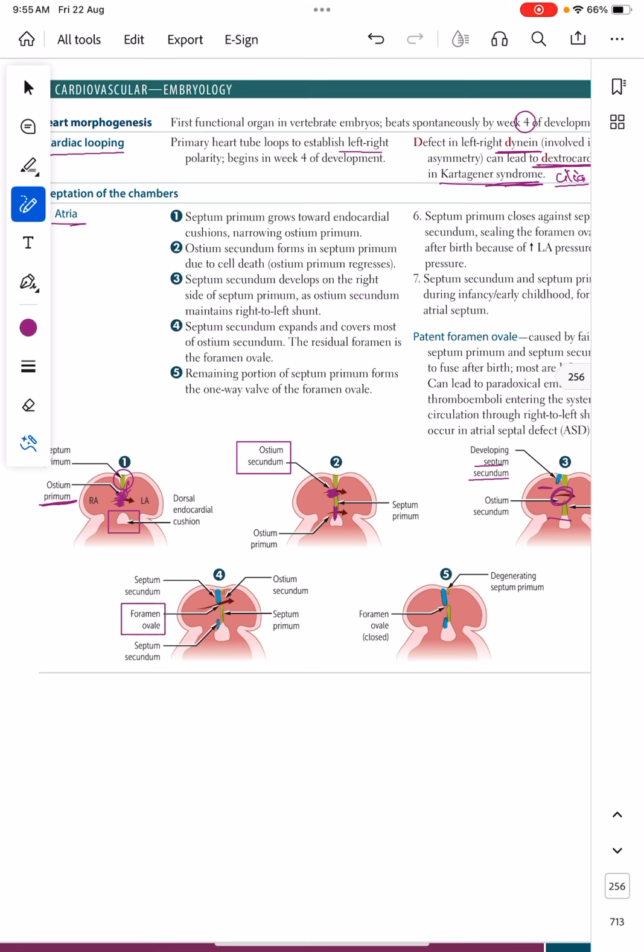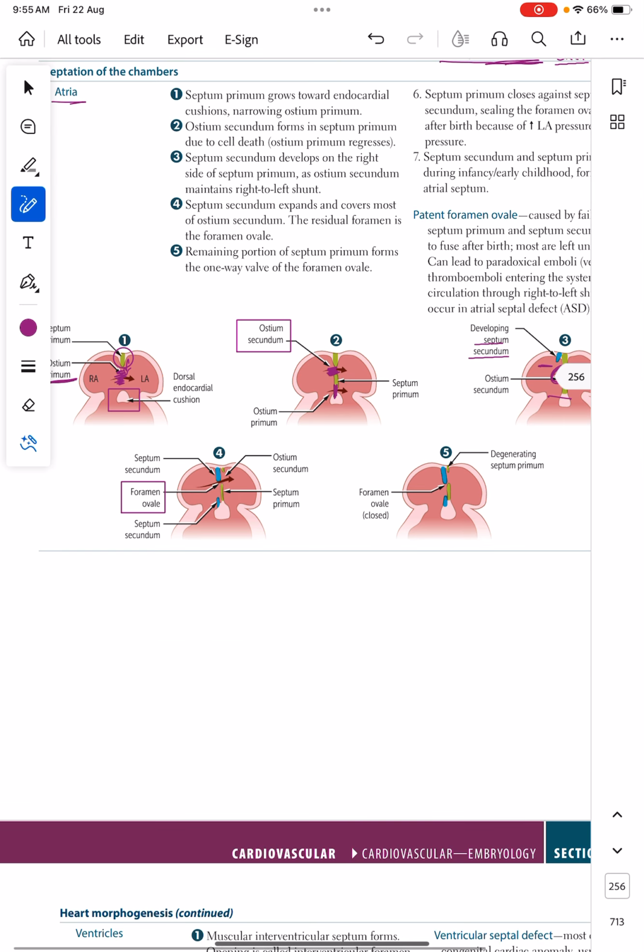And we know that in the fetal circulation, we'll study that the right-sided pressures are more than the left-sided pressures. So blood flows through this patent foramen ovale from the right atrium towards the left atrium, and from here it goes into the aorta.